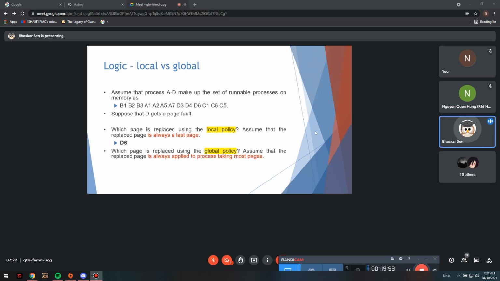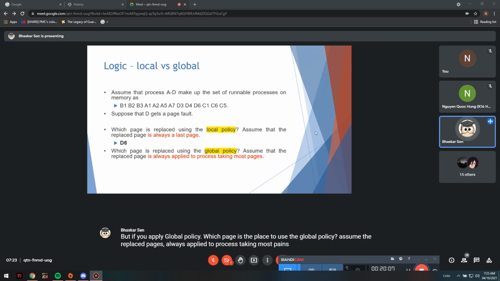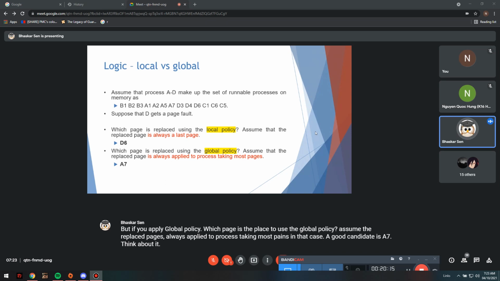But if you apply global policy, which page is replaced using the global policy? Assume that the replaced page is always taken from the process having the most pages. In that case, a good candidate is A7. Think about it. It's a question you might sometimes get in your exam. Common questions.